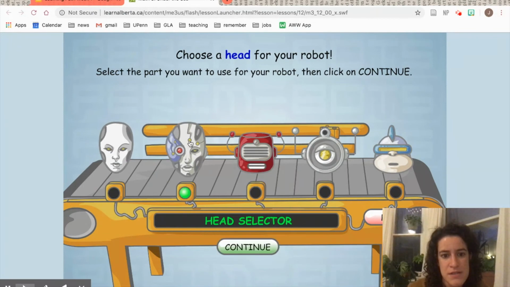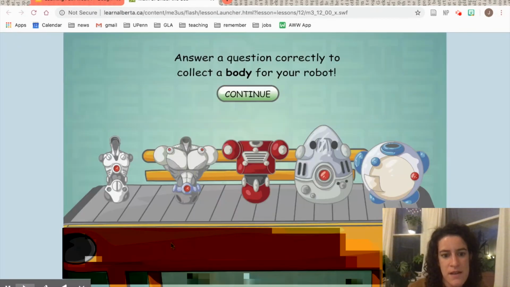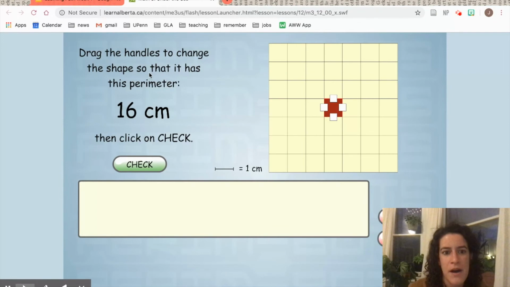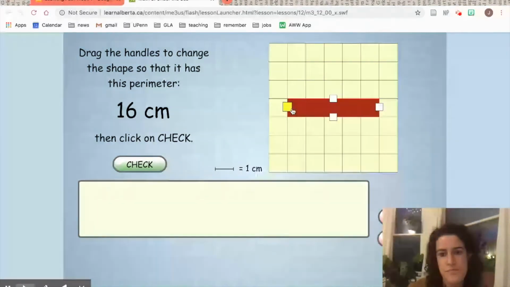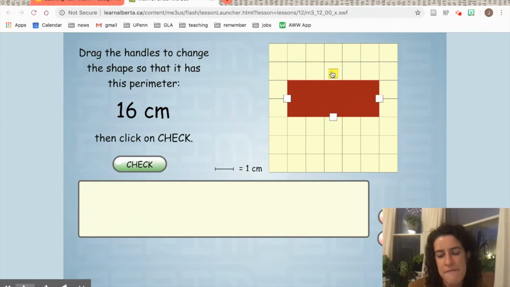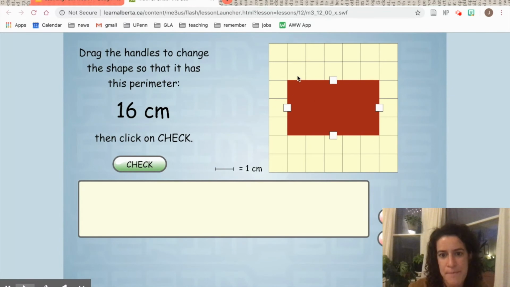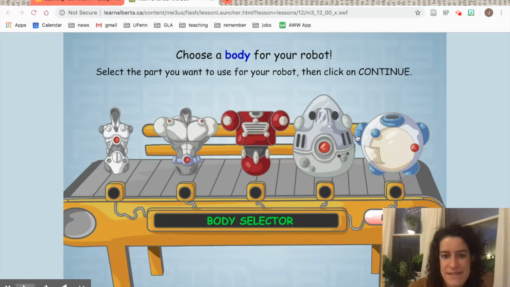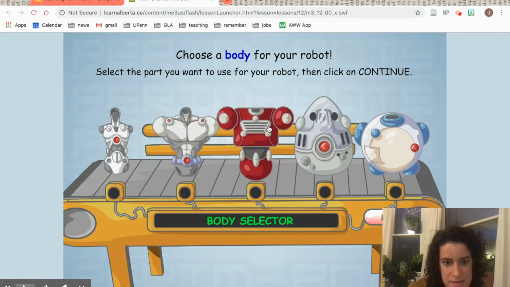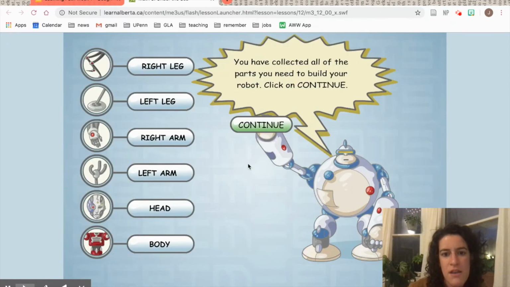Let's do this face. And finally, a body. Okay, we need it to have a perimeter of 16. I feel like doing 5 on the bottom, 5 on top. I know that'll get me to 10. 3 on this side, 3 on that side. That will get me to 6. Plus 10 is 16. Yes. Ooh, cool bodies. Let's go with that one.